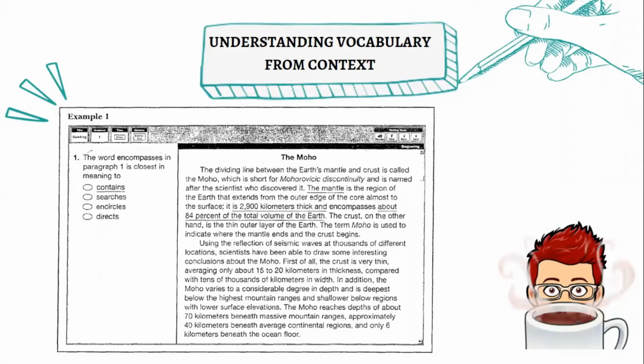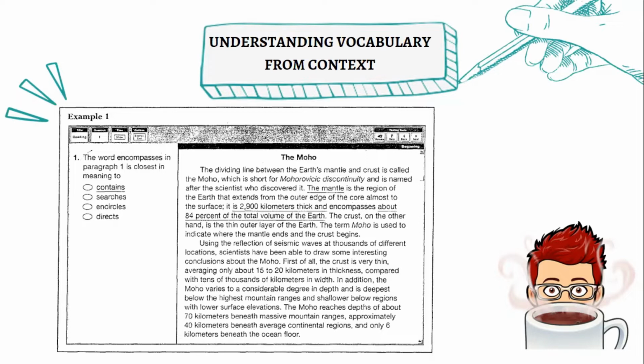The first kind of question that appears for you guys is the questions about understanding vocabulary from context. They give you a piece of the text and they want to know, for example, here in question number 1, the word encompasses in the sentence. It is 2,900 kilometers thick and encompasses about 84% of the total volume of the Earth. They want to know the word encompasses here is closest in meaning to contains.